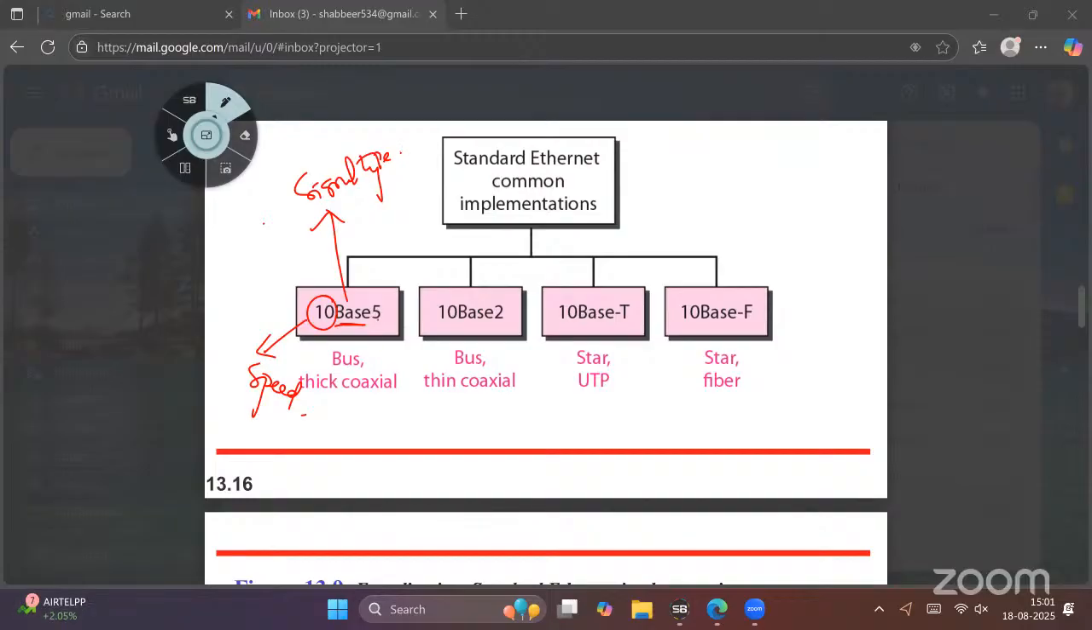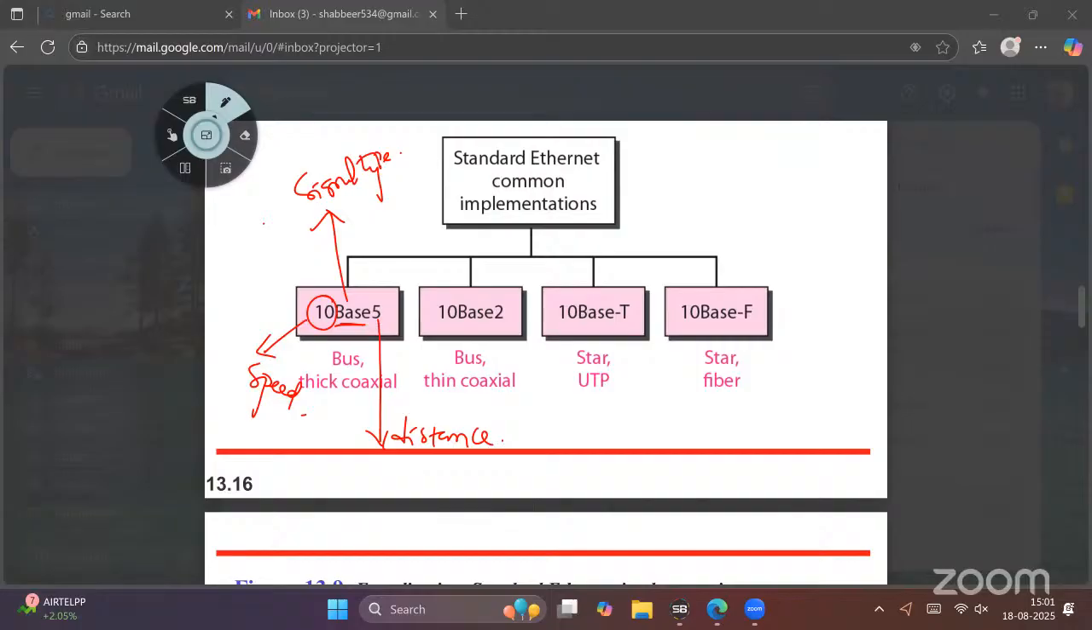And what is the 5? The 5 is the distance. This gives the range of 500 meters. The range is what? 500 meters. 10 Mbps, 10 megabits per second, baseband signal. The 5 is the distance, so 500 meters.